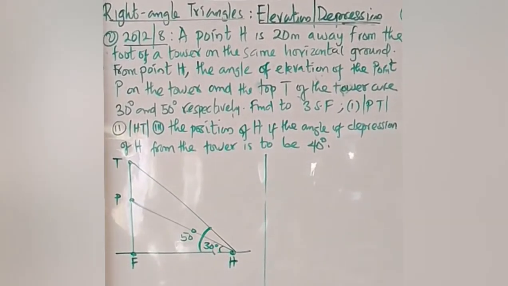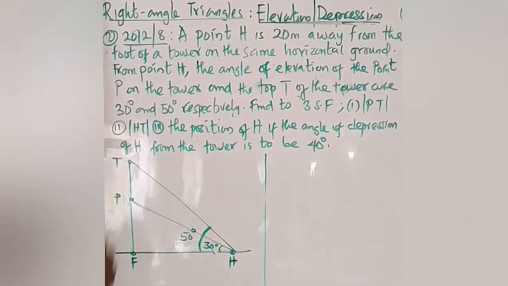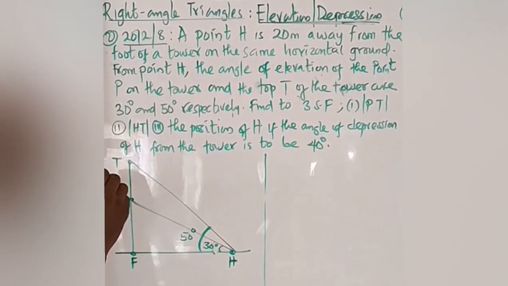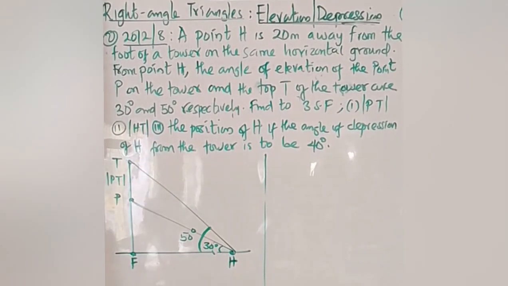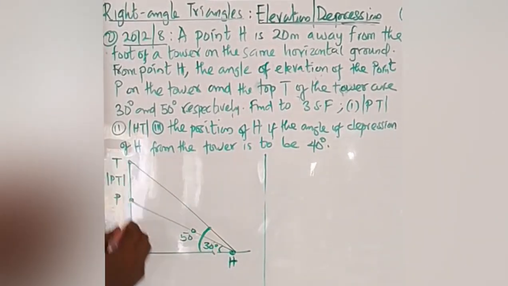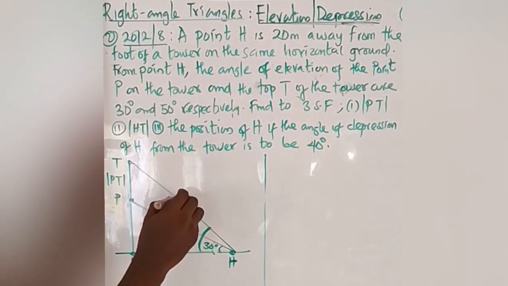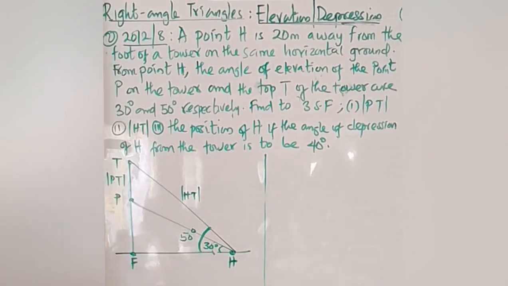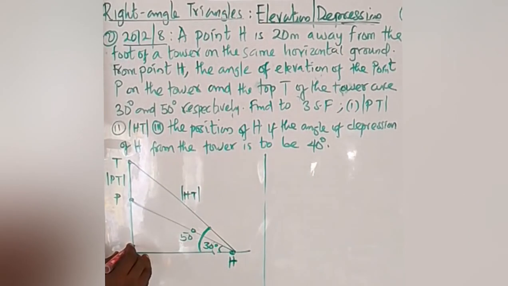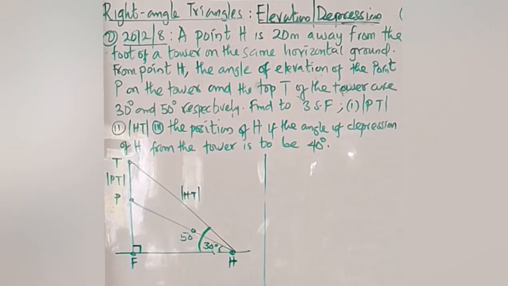Line segment PT. We want to get PT from here to here. Let's call it PT. Then HT. After getting PT, we are looking for HT from here to here. Before the third one, let's see how we can get our PT. First, you have to realize that this angle is 90 degrees. Vertical, horizontal, 90 degrees. And we are given distance HF, 20 meters away. So from here to here is 20 meters.